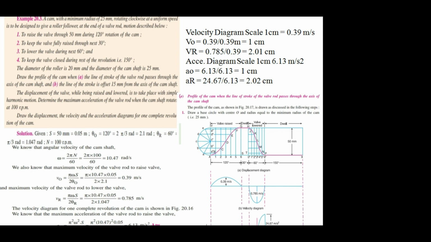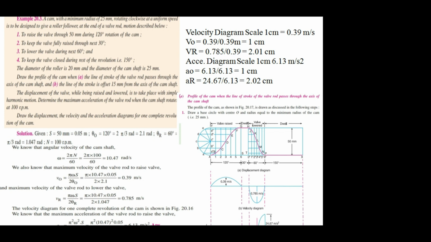The equation is Ao is equal to pi square omega square S divided by twice theta O square. Here also you have to take theta O in radians. The magnitude is 6.13 meter per second square. And the acceleration of the follower during return stroke of the follower, Ar is equal to pi square omega square S divided by twice theta R square.